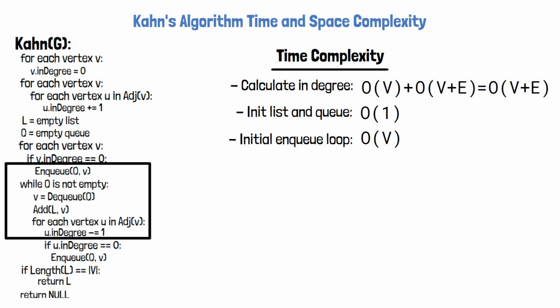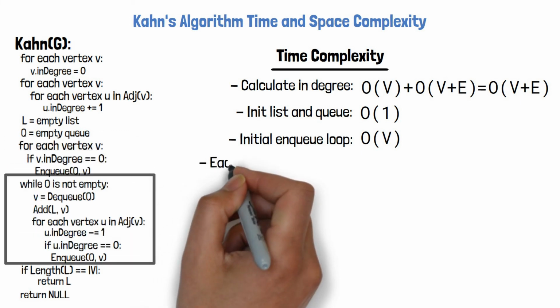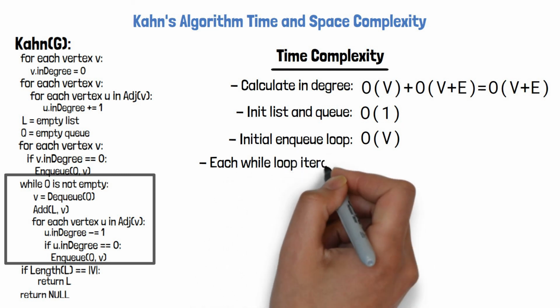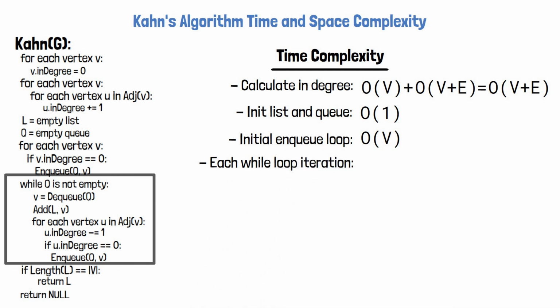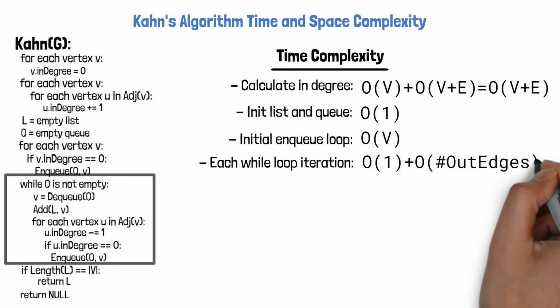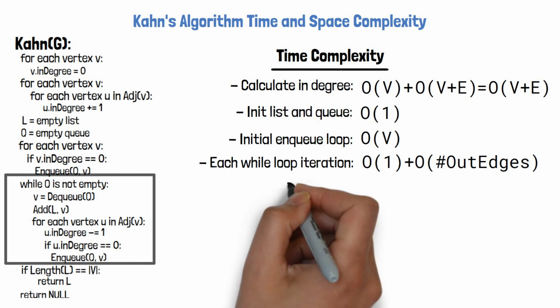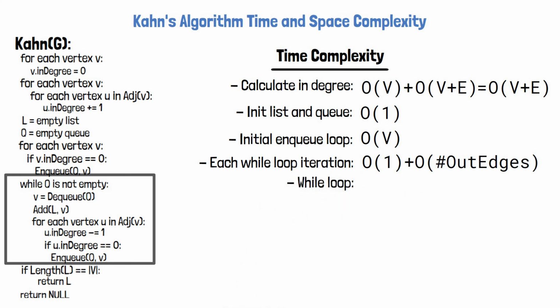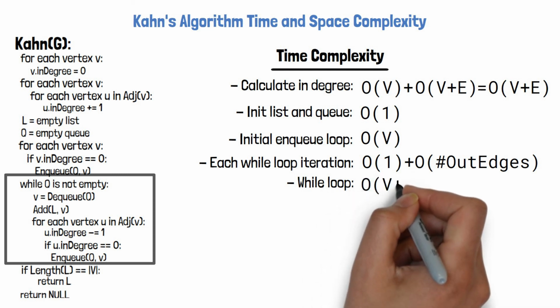Then we have the while loop. In each iteration of the while loop we have operation of constant time, such as the dequeue, and the loop over the outgoing edges. So each iteration costs big O of 1 plus big O of the number of outgoing edges. How many iterations do we have? Key understanding here is that each vertex is enqueued at most once, because a vertex is added to the queue only when its in degree becomes 0, which happens at most once. Therefore, the cost of the while loop, by aggregating the iterations as the number of vertices, is big O of v plus e.